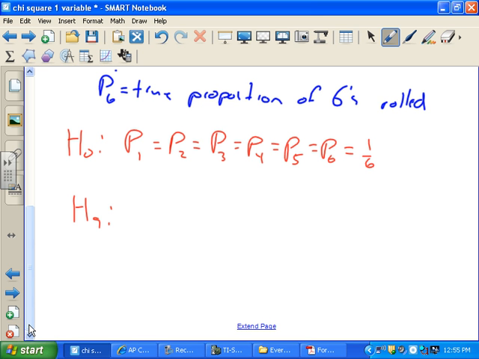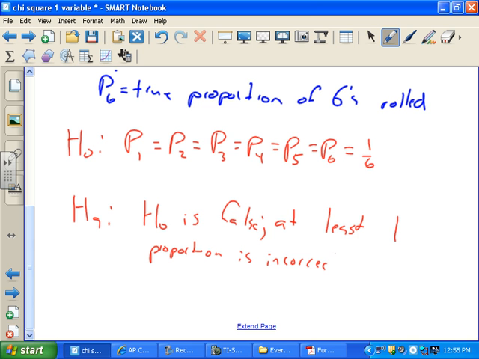Alternative hypothesis is really easy. You can just say the null hypothesis is false, which is to say at least one proportion is incorrect. And in this case, if at least one proportion is incorrect, that's evidence to say that we have loaded dice and there's cheating going on.